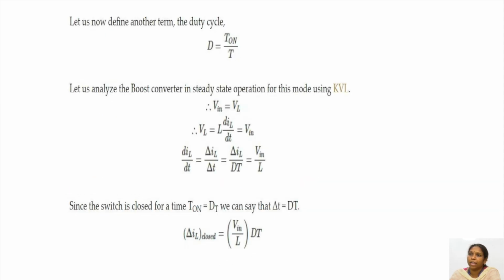So, now using the KVL to the circuit, Vin is equal to VL. Substituting VL is equal to L into dIL by dt, we get the equation as dIL by dt is equal to Vin by L. Substituting this dIL as ΔIL and substituting the dt as DT, we get the final equation as ΔIL is equal to Vin by L into DT.